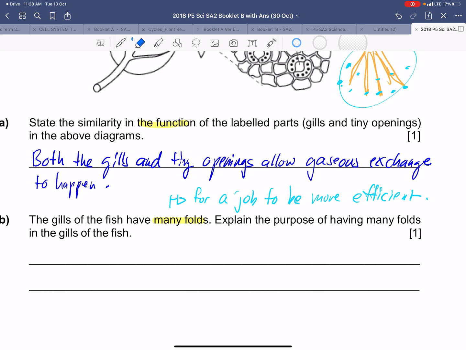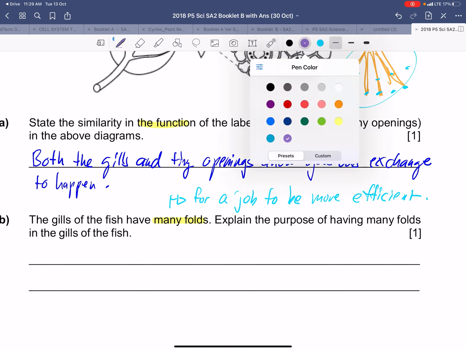You all say, those who say increase surface area, right? You all say, oh, to increase surface area, full stop. You get only half a mark. You need to elaborate. So how does having a greater surface area help with the job of the gills, which is to allow the intake of oxygen to happen at a faster rate or allow gaseous exchange to happen at a faster rate? So I would say something like this.